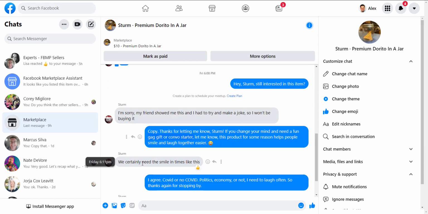He goes, we certainly need the smile in times like this. So now we're getting more personal. Now I'm sharing my values and my verbal personality to another level.